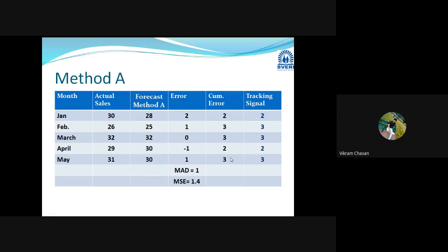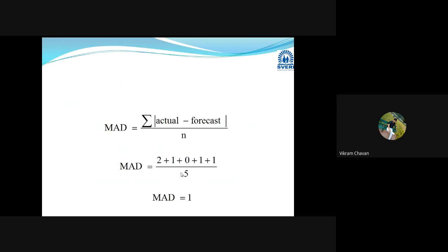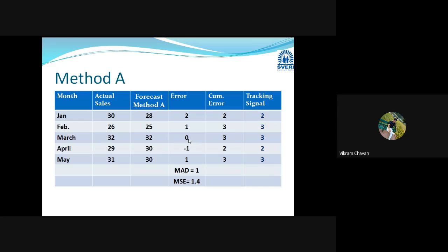Then the next thing, we have to calculate the MAD. MAD is nothing but the mean absolute error. So mean absolute error is the summation of the mod of actual minus forecast, that is, the summation of the mod of error, whole divided by n, the total number of errors or total number of periods. Here mod is there. Now we are getting the errors as 2, 1, 0, minus 1 and 1.